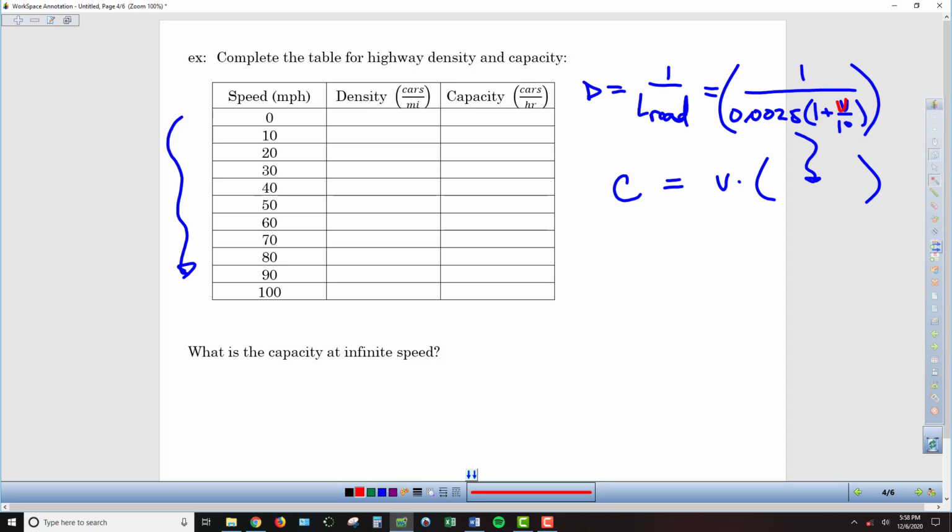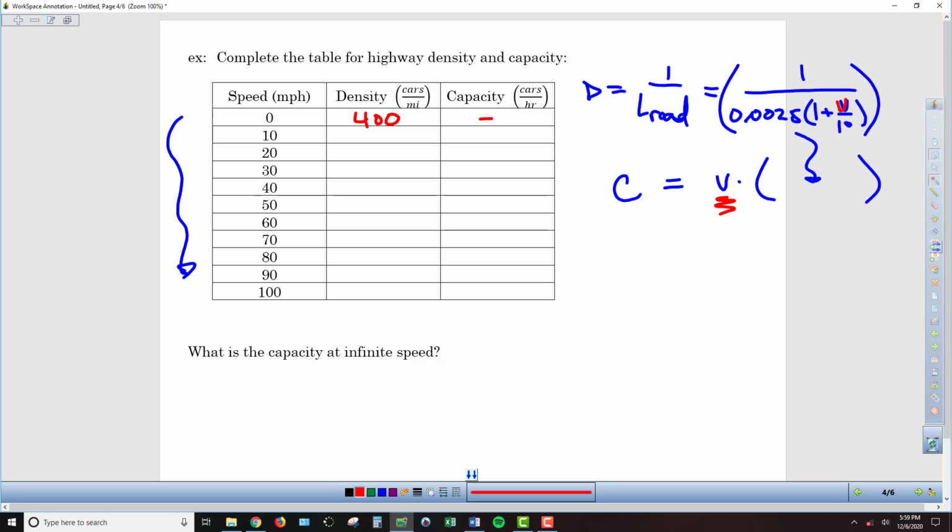So if we plug in a speed of 0, again, we're plugging that speed in here in place of the velocity, so basically we just have the reciprocal of 0.0025. And if we plug that in on our calculator, we're going to find that our density is going to be 400 cars, but we're not going to have any capacity because when I multiply that by a velocity of 0, I'm going to get no cars moving. So hopefully that makes sense.